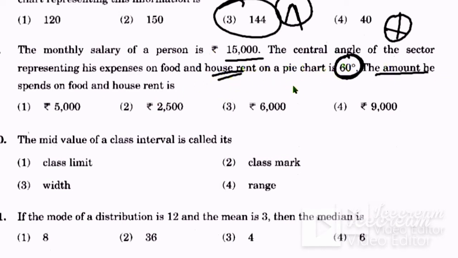So 60 degree, total is 360 degree. Okay, 360 degree divided by 60 degree, so it will be 6. That means 1/6 of the salary is spent. He spent 1/6 of the amount on food and house rent.